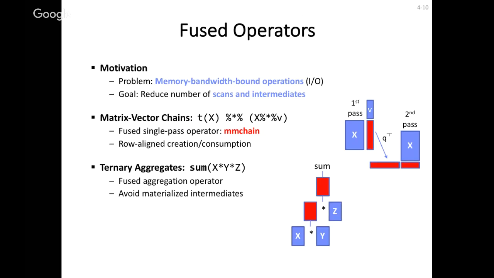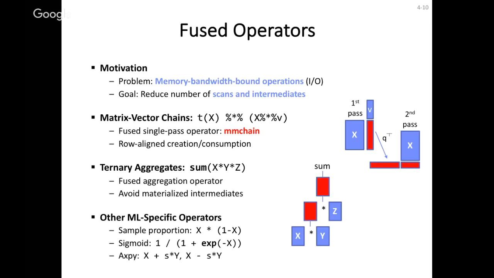Other fused operators that are commonly applied are, for example, the sum over the product of certain matrices or vectors. Here, creating those intermediates, so writing into main memory and reading those intermediates again, is much more expensive than the actual multiply operation or sum operation that we have. So a lot of systems try to essentially provide fused operators that just read all the inputs and compute the entire chain of operation in one shot and produce the final aggregate. And of course, there are a lot of machine learning specific operators that have potential for that fusion, including sample proportion or sigmoid.